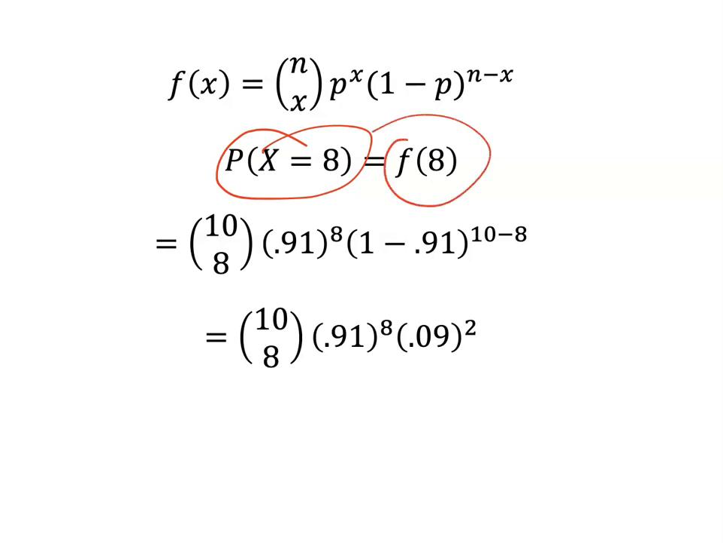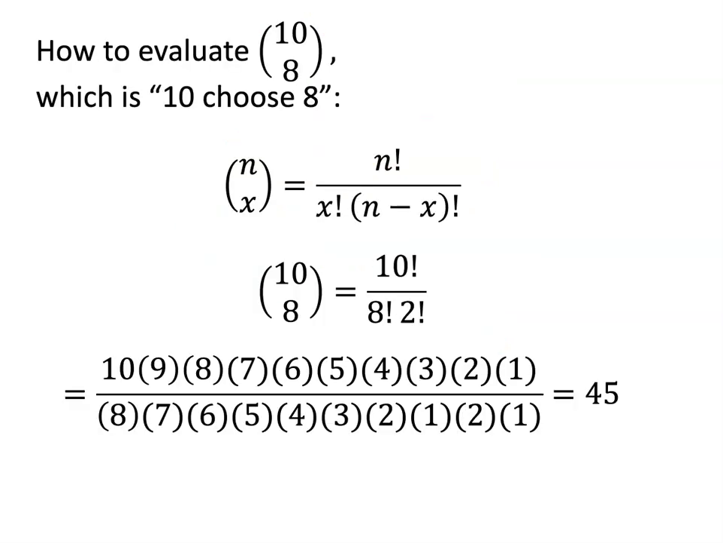So that's going to be n choose x, that's going to be 10 choose 8. n is the number of trials, which is 10. x is the number of successes, that's 8. Times p to the x, p, the probability of success on one trial is 0.91, x is 8, times 1 minus p, in other words, 1 minus 0.91, raised to the n minus x, that's 10 minus 8, in other words, 2. Okay, so we have 10 choose 8 times 0.91 to the 8th times 0.09 to the 2.